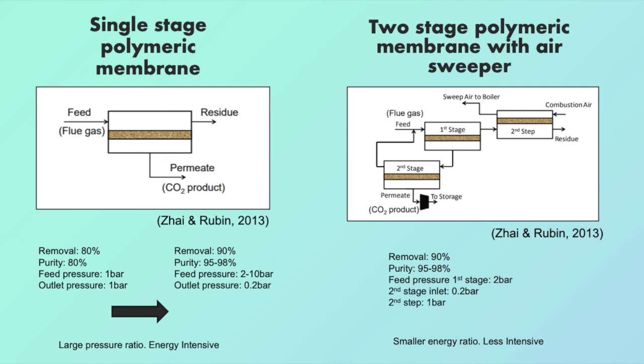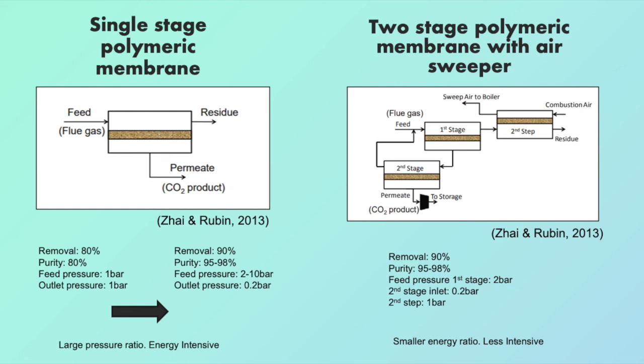If we only use one stage, it will first need to compress the feed stream pressure to almost 2 to 10 bar and permeate pressure at 0.2 bar to attain the different permeate to feed pressure ratios. This large pressure ratio is an energy-intensive process and increases the overall energy penalty. So, to have the pressure ratio difference but at a lower energy penalty, improvement by a two-stage air sweeper will be recommended because the inlet feed pressure is designed at a much lower pressure of 2 bar.